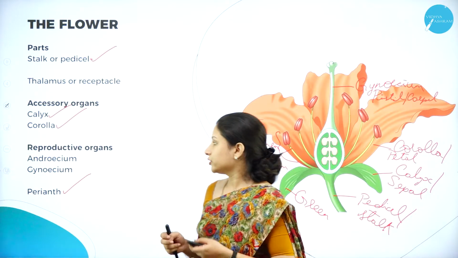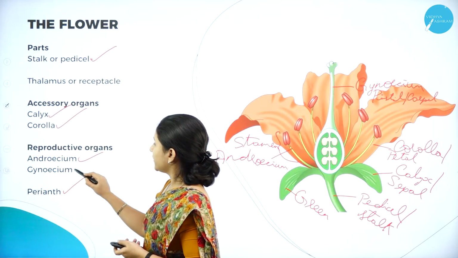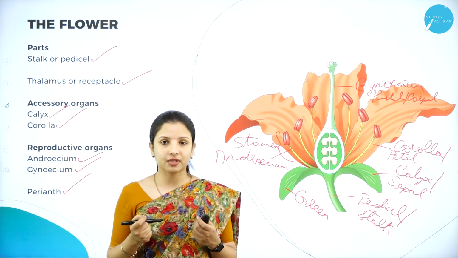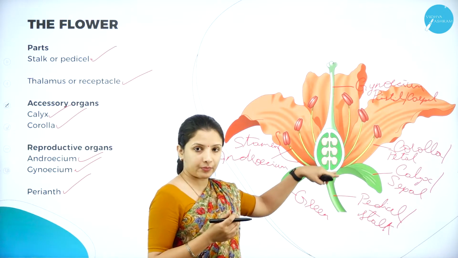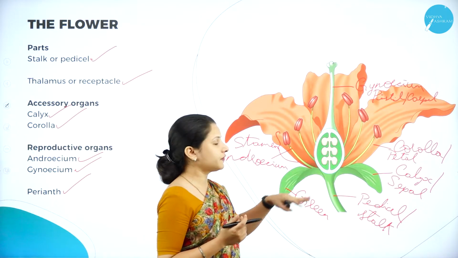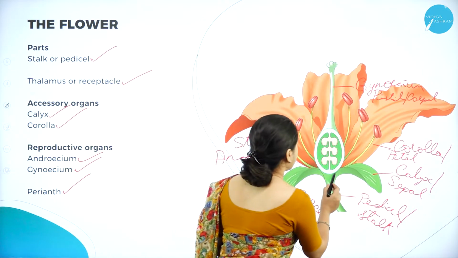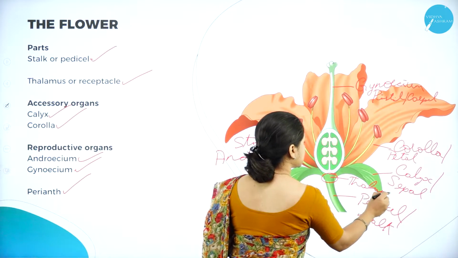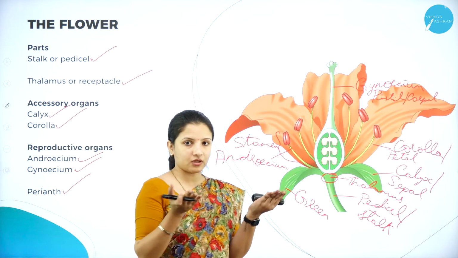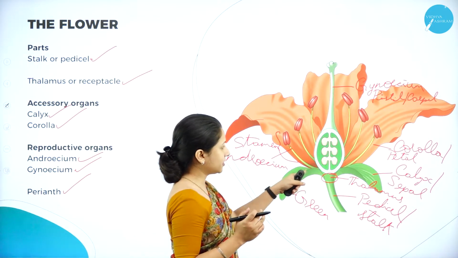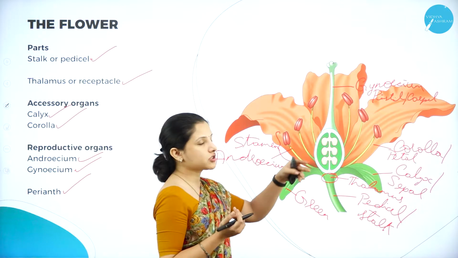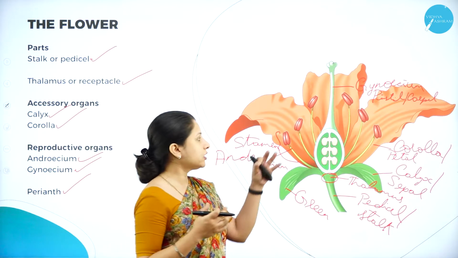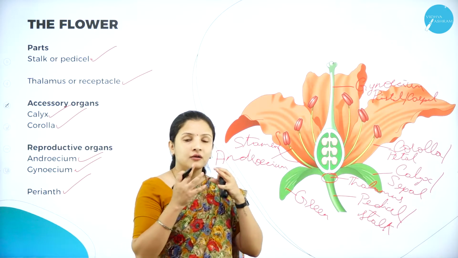So next, moving on, andrecium we have finished, gynoecium and thalamus. So what is this thalamus or receptacle? The thalamus or receptacle forms a bed or a base or a stage for different organs of the flower. So somewhere here the thalamus will be situated. It is a disc-like structure which forms a bed. From the thalamus, the sepals, the stamens, the corolla, the gynoecium, all arise. So the thalamus is the region which holds all the other parts of the flower in place.